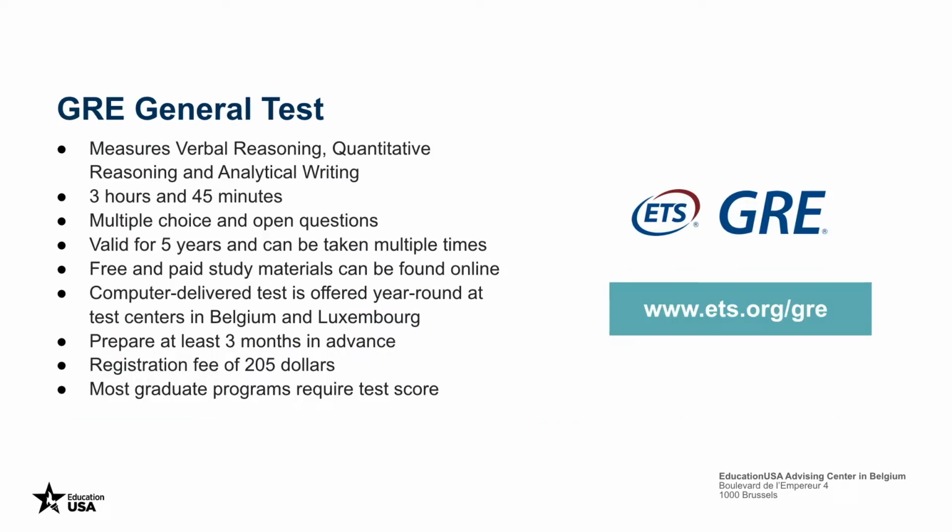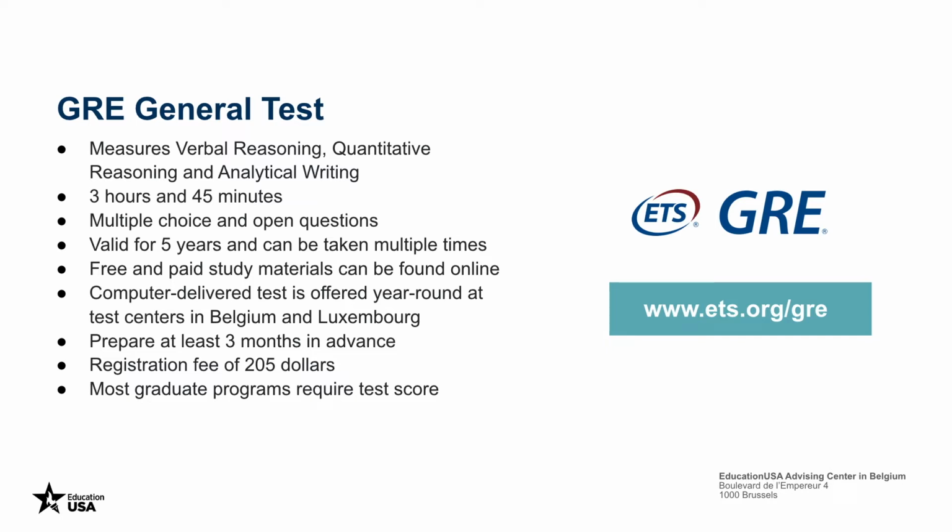The GRE, or Graduate Record Examinations, is a standardized test of verbal and quantitative reasoning and analytical writing that measures readiness to pursue various graduate-level programs. The GRE is available in 2 categories, the GRE General Test and the GRE Subject Test. The GRE General Test consists of questions in 3 different sections: verbal reasoning, quantitative reasoning, and analytical writing.